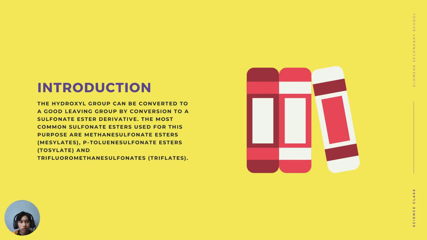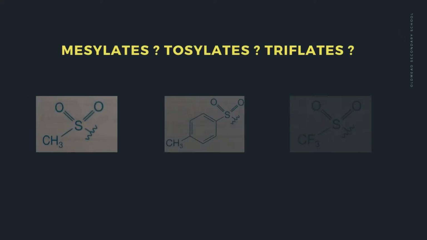I'm going to explain about tosylates, mesylates and triflates, leaving group derivatives of alcohol. Did you know that the hydroxy group can be converted to a good leaving group by conversion to a sulfonate ester derivative? The most common sulfonate esters used for this purpose are methane sulfonate esters, which is mesylate, para-toluene sulfonate esters, which is tosylate, and trifluoromethane sulfonate, which is triflate.